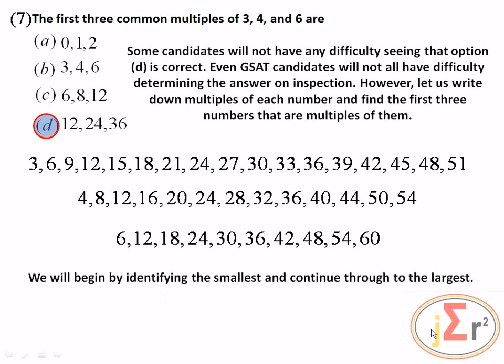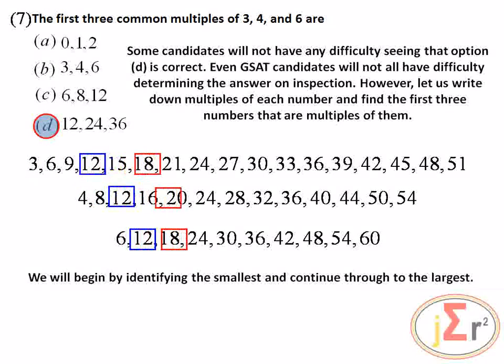We will begin by identifying the smallest and continue through the largest. That is, the smallest number that is in each list. That is, the smallest number that is a multiple of 3, a multiple of 4, and a multiple of 6. The first one is 12. We can identify it right there.